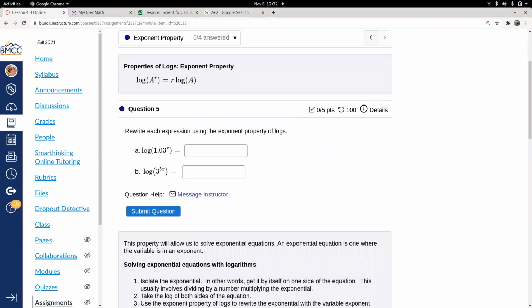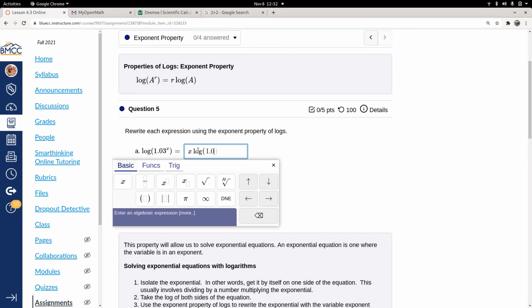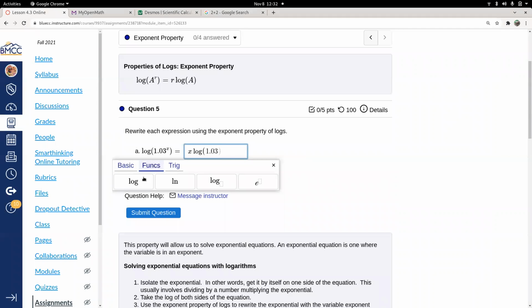First, they want us to just use this to rewrite, and it's very simple. The power just pops out. So all we want to do is rewrite it using that rule. So according to that rule, the first one for me should be x times the log of 1.03, and I can either type the word log or there's a log button here. Either one works.